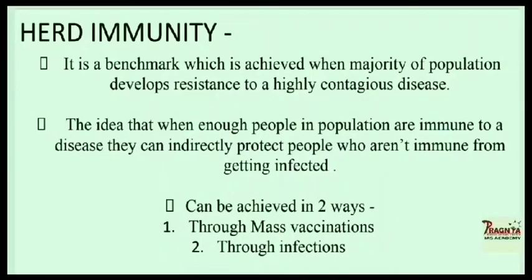What is herd immunity? Herd immunity, also called community immunity, is a form of indirect protection from infectious disease that is achieved when the majority of the population develops resistance to a highly contagious disease. The idea is that when enough people in a population are immune to a disease, they can indirectly protect the people who aren't immune. The greater the proportion of immune individuals in a community, the smaller the probability that non-immune individuals will come in contact with infectious individuals. This helps in breaking the vicious chain of infection or may help in slowing down its spread.